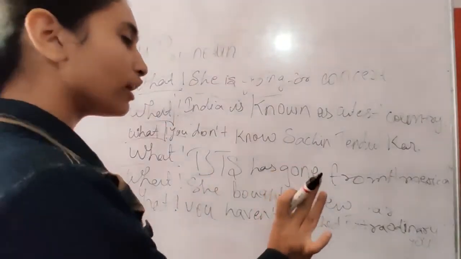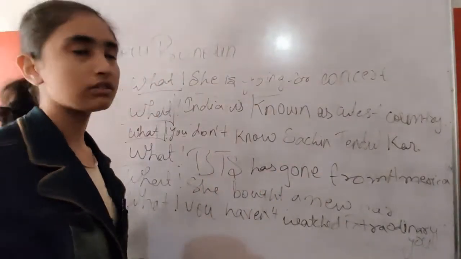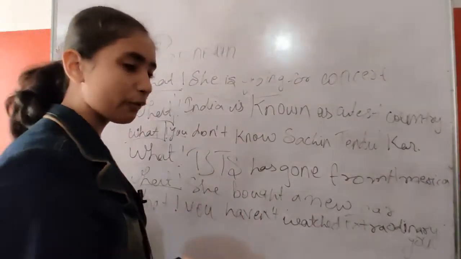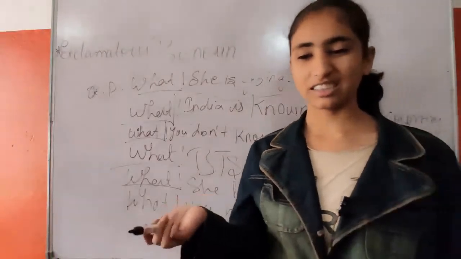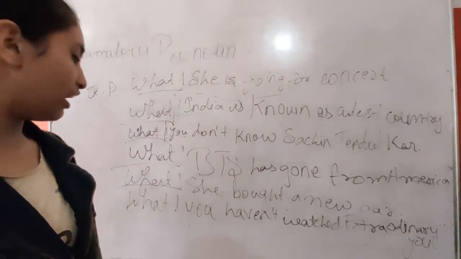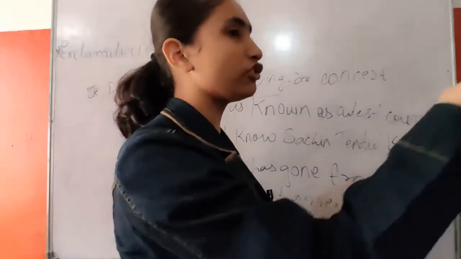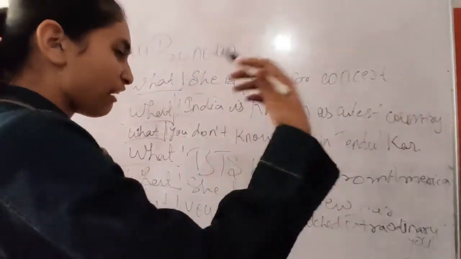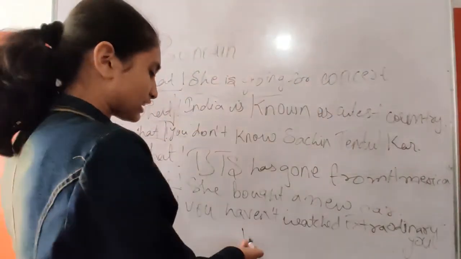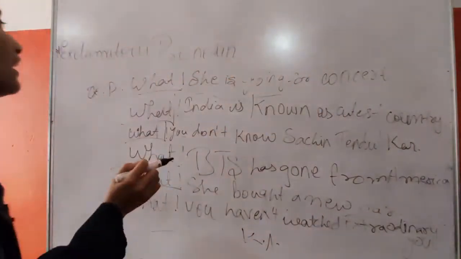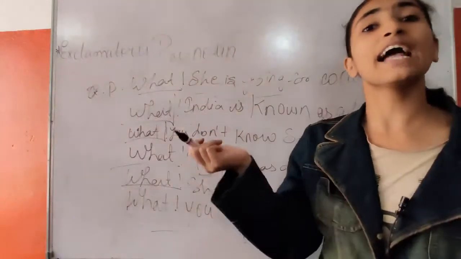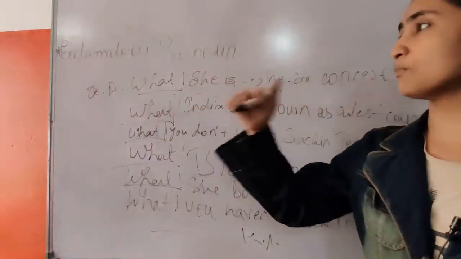What? BTS has gone from America after his concert. Impossible. What? She bought a new car. How? She was very, like, poor. How has she bought a new car? So something like a feeling of jealousy. What? You haven't watched Extraordinary You. How? You can do this. It's a very famous K-drama, right? Here, all these words are exclaiming strong feelings and emotions. That means they are exclamatory pronouns.